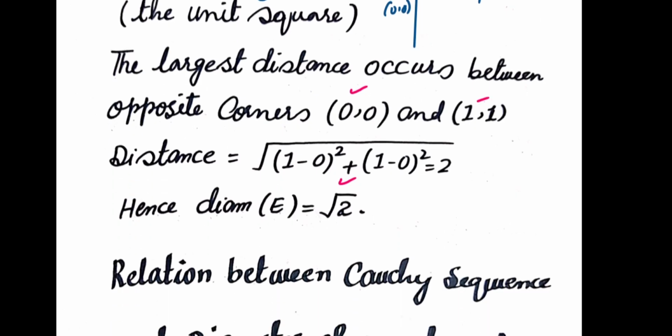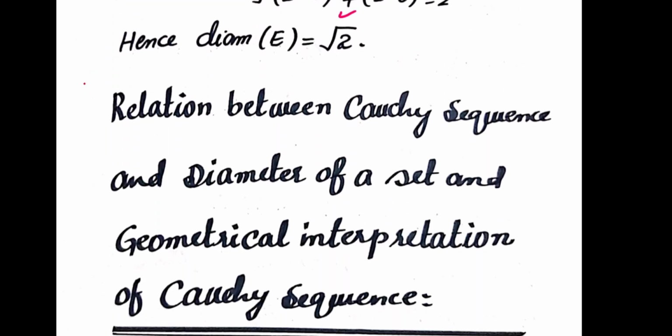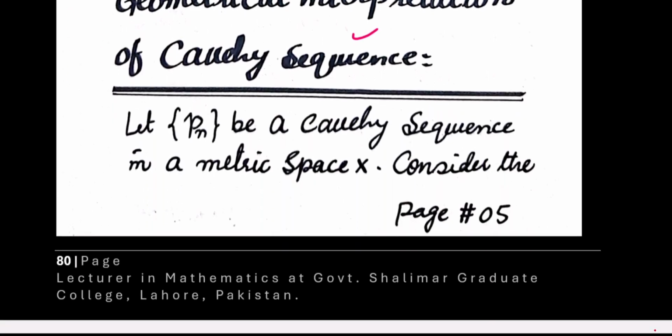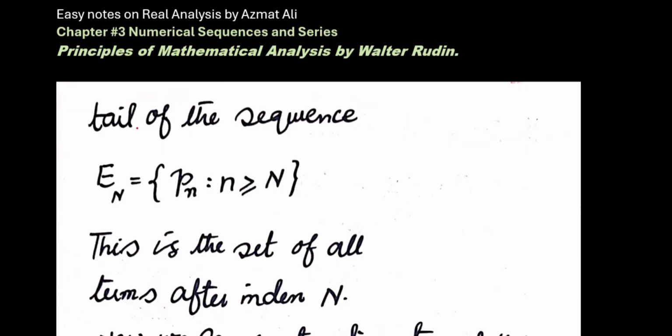Next, this is a very important fact. The relation between a Cauchy sequence and the diameter of a set, and the geometrical interpretation of a Cauchy sequence. What is the relation between a Cauchy sequence and the diameter of a set? Let Pn be a Cauchy sequence in a metric space X. Consider the tail of the sequence. Suppose this is a set E_N which consists of all those terms of the sequence for which your index n is greater than or equal to N.